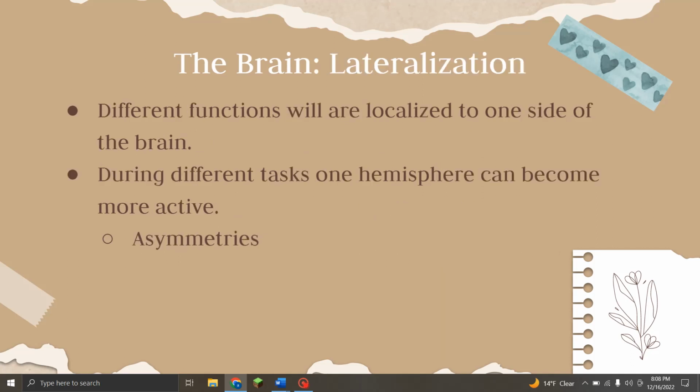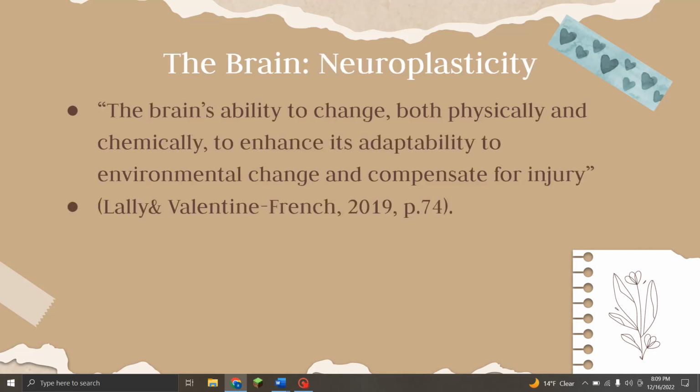The brain will also go through lateralization. This is where different functions will be localized more on one side. So when you're doing a task, one side of your brain will function more than the other. And then during these different tasks, one hemisphere of your brain can actually become more active. And this has been shown to show asymmetries in the fetal brain. So one side of your brain will actually look different than the other side of your brain, depending on what task that side of your brain focuses on.